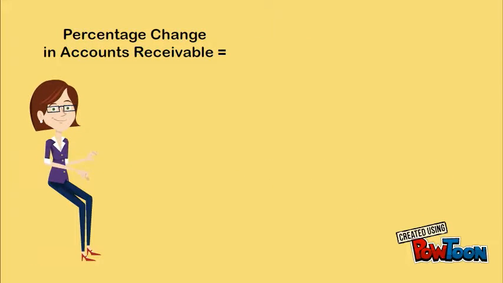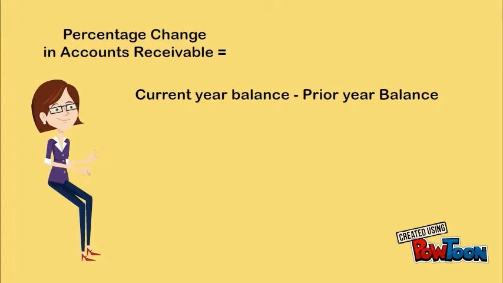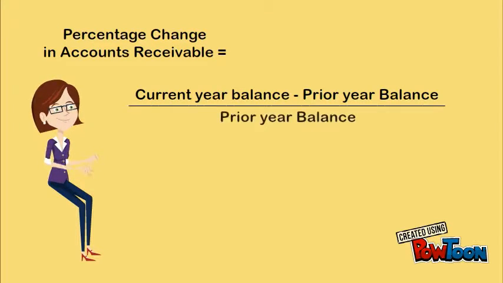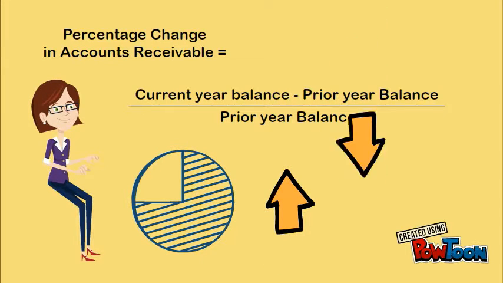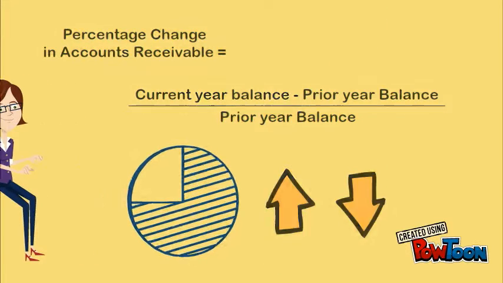Horizontal analysis involves calculating the dollar change in accounts receivable between the current and previous year and then dividing it by the receivables balance of the previous year. This percentage indicates whether the size of the current receivables account has increased or decreased from the previous year.